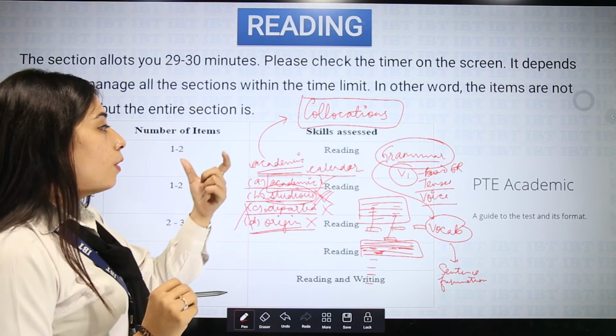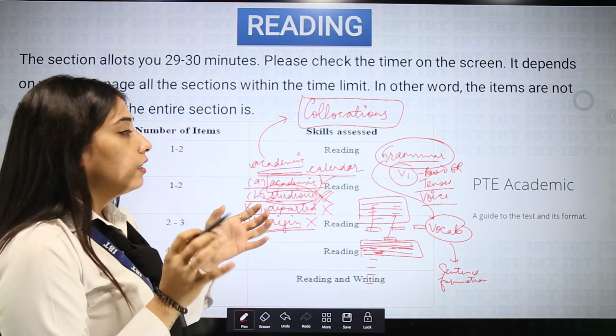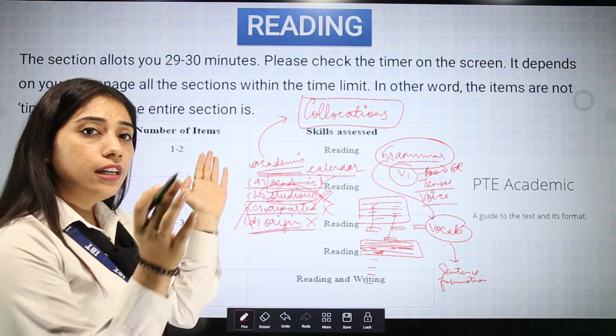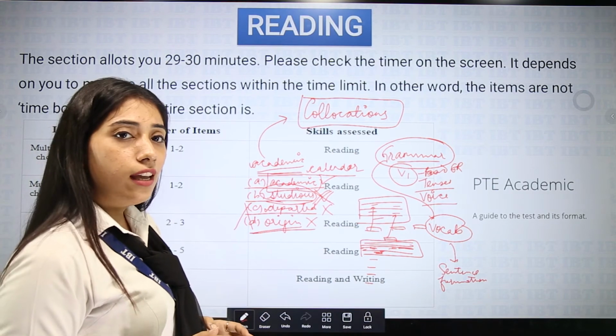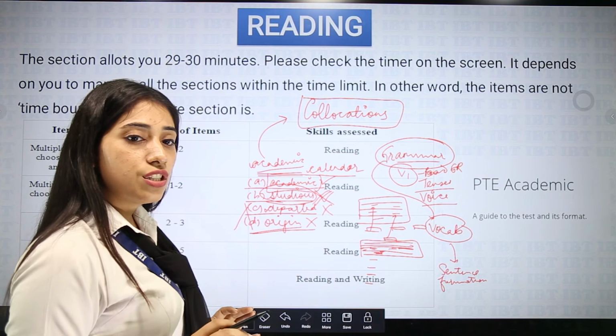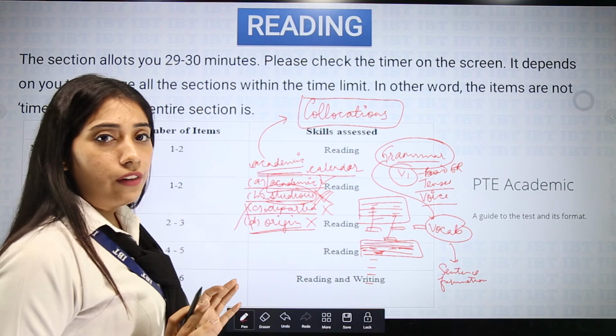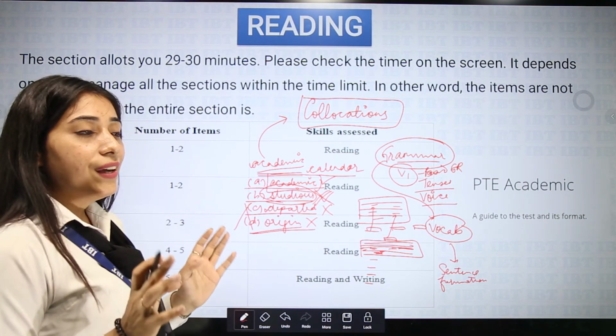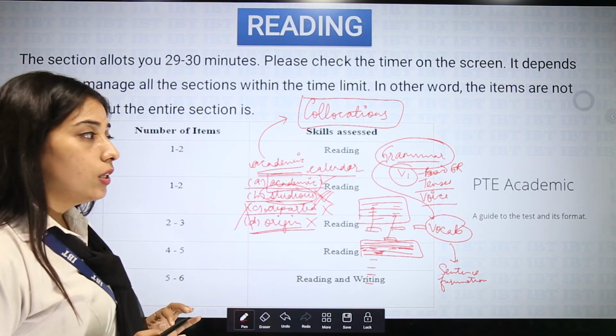Okay, you get to know, you make a guess that this word is matching with that word. These are the big saviors. Like if you are well thorough with your collocations, nothing will be tough for you in reading, right? I hope I have made you understand the reading module.